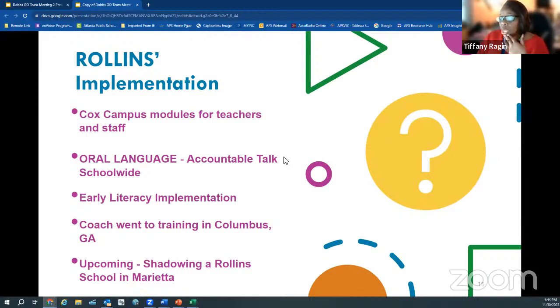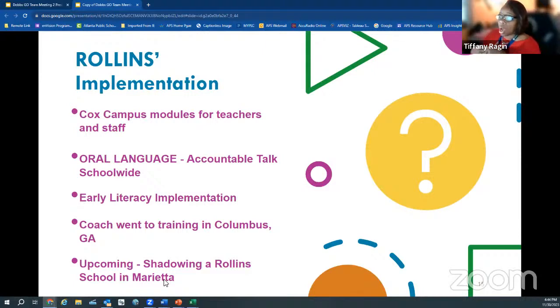After oral language, we'll go into a component called early literacy. To help with all of this, our instructional coach went to a training in Columbus for a week, and made sure that we got with some other schools, I believe Muskogee County and Columbus, to get ideas of what was happening with the Rollins there that was successful, so that we can bring some of that back here.